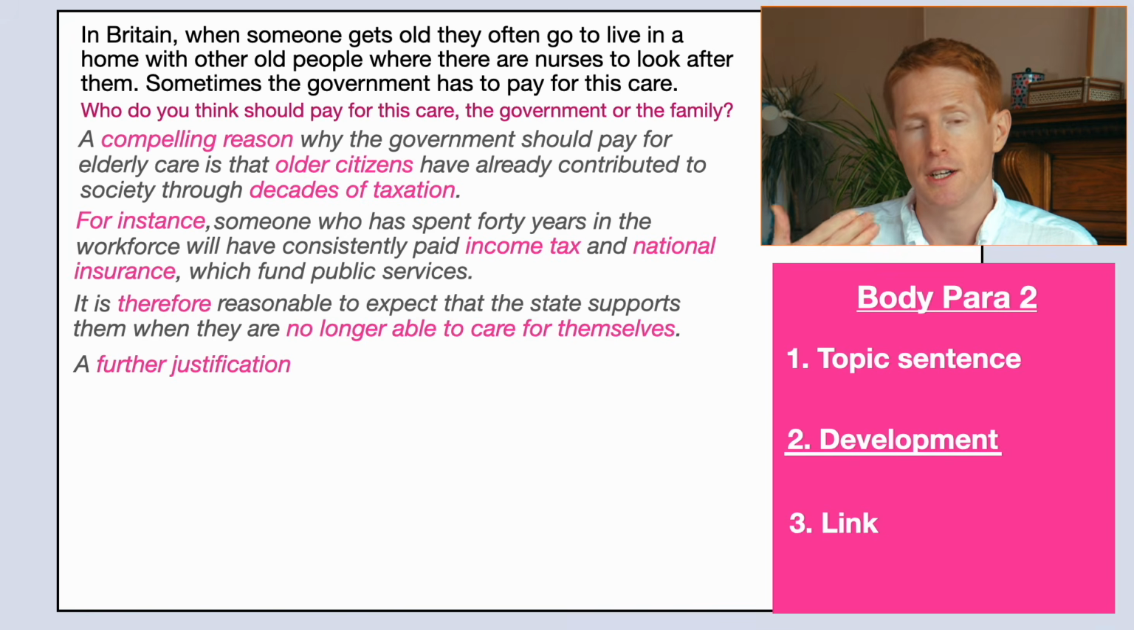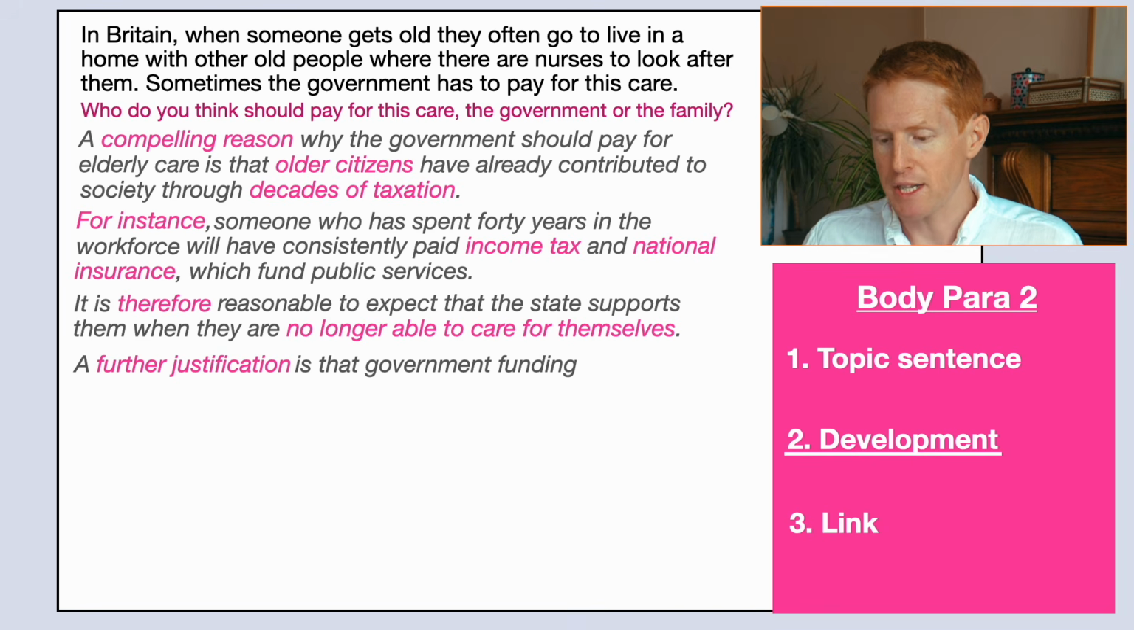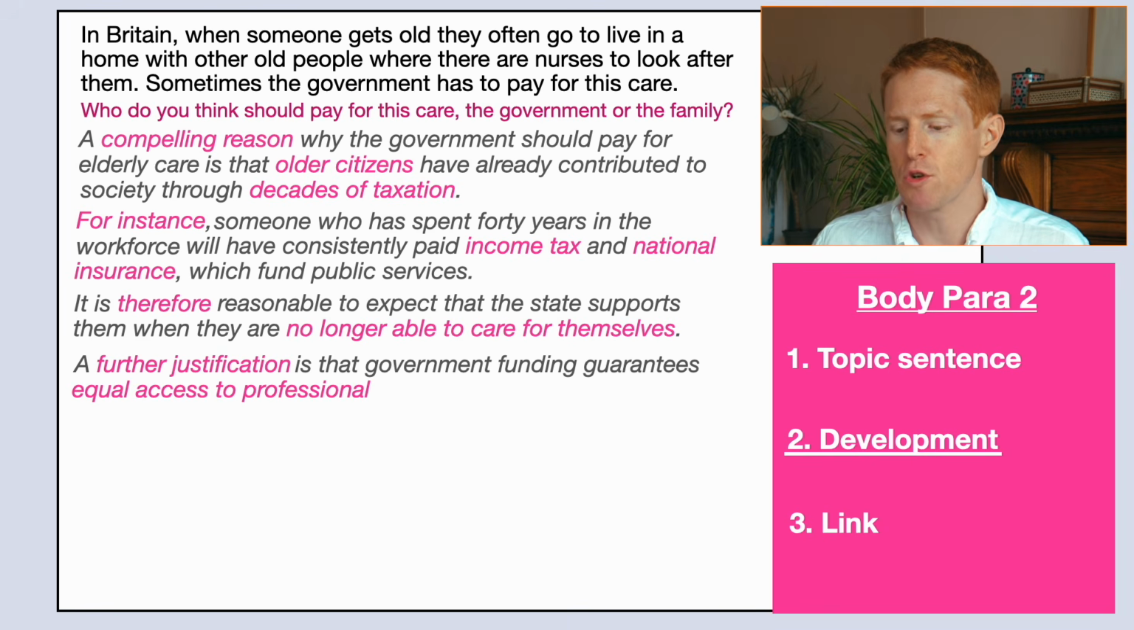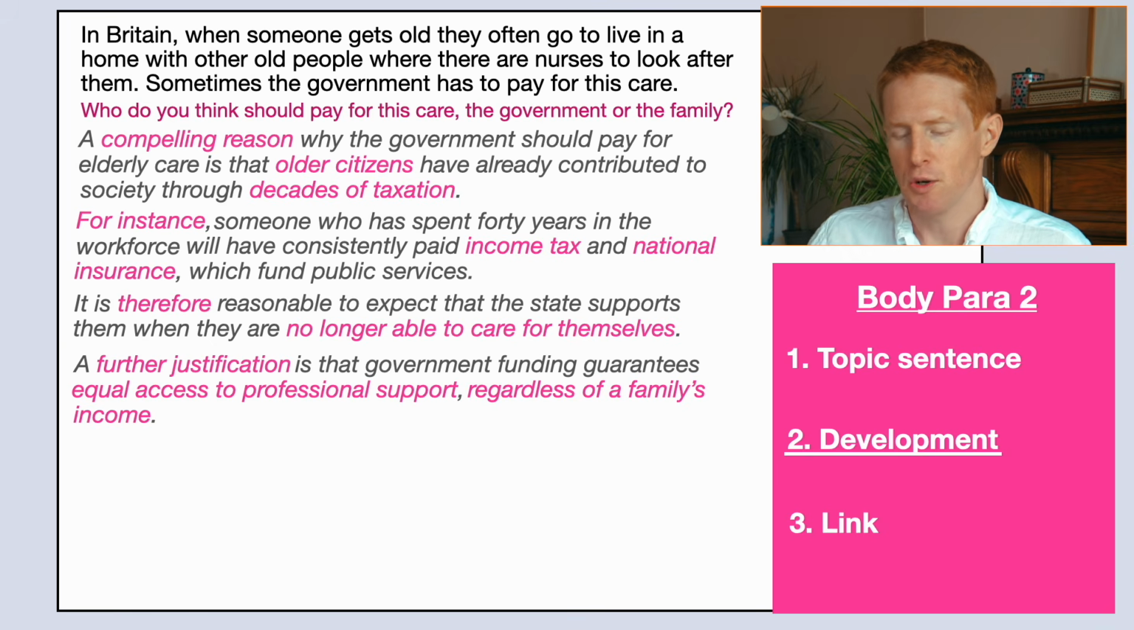It makes sense. Someone has spent all of their life paying taxes and giving this money to the government. When they finish work, they can't look after themselves. The government steps in and says, thank you for all of that taxation, all of the money that you've given us, we'll look after you now. A further justification means another idea, a further point, is that government funding guarantees equal access to professional support. So everybody gets the same type of professional support, regardless of a family's income. So it doesn't matter whether you're rich or poor, you receive the same type of support when you're elderly.